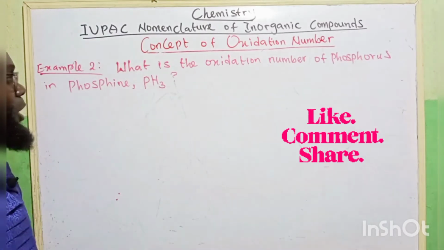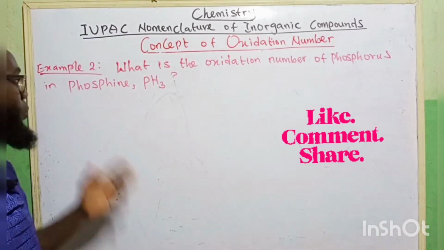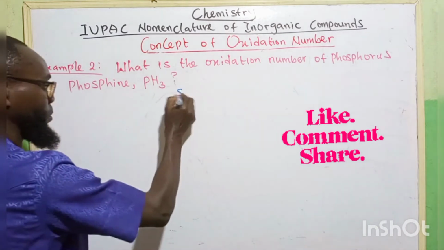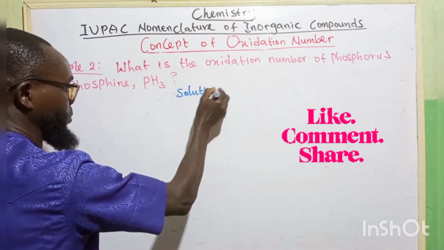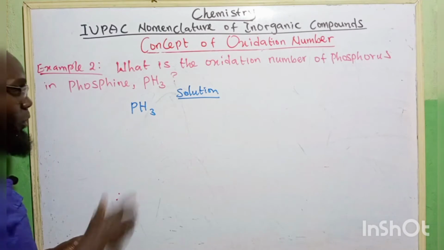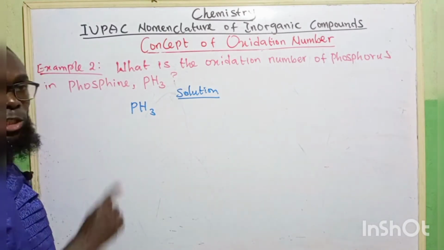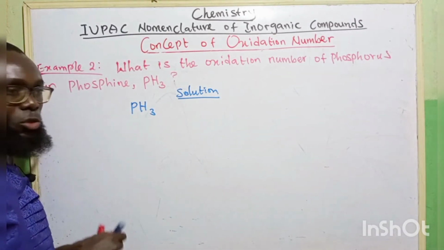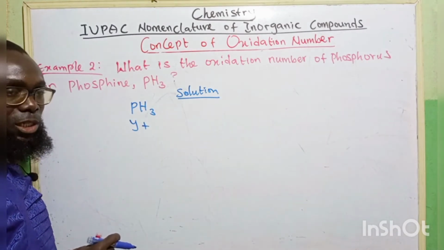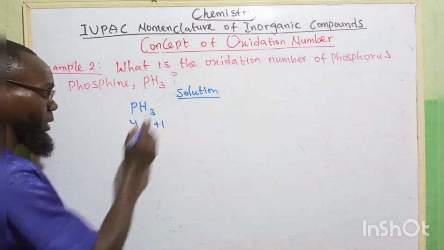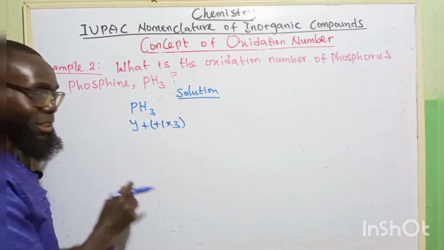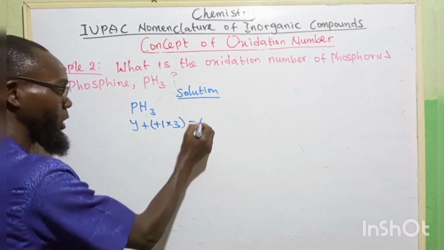Example 2: what is the oxidation number of phosphorus in phosphine, that is PH3? We want to look for the oxidation number of phosphorus. Let us represent it with an unknown, let's say y, plus the oxidation number of hydrogen, which is plus 1, multiplied by 3 because it's the owner of this 3. Let's open the bracket and close it. Since they are in a molecule, we equate to 0.